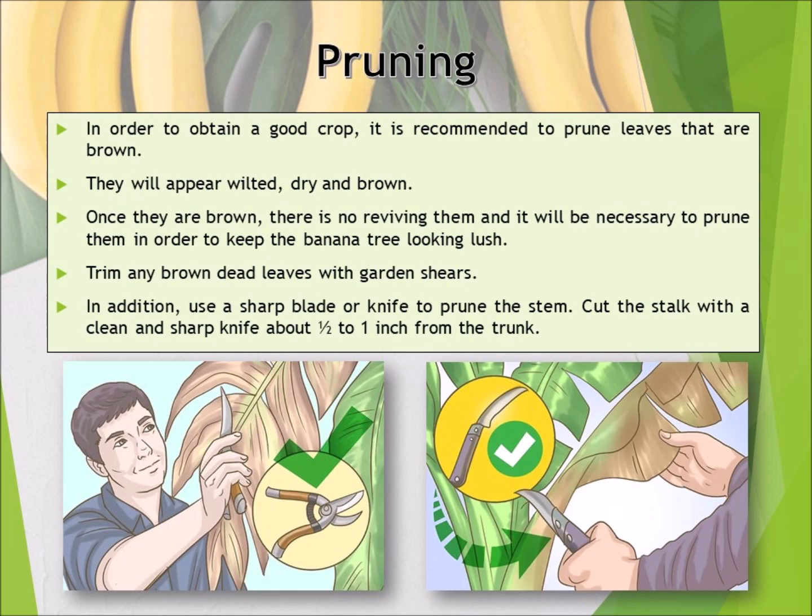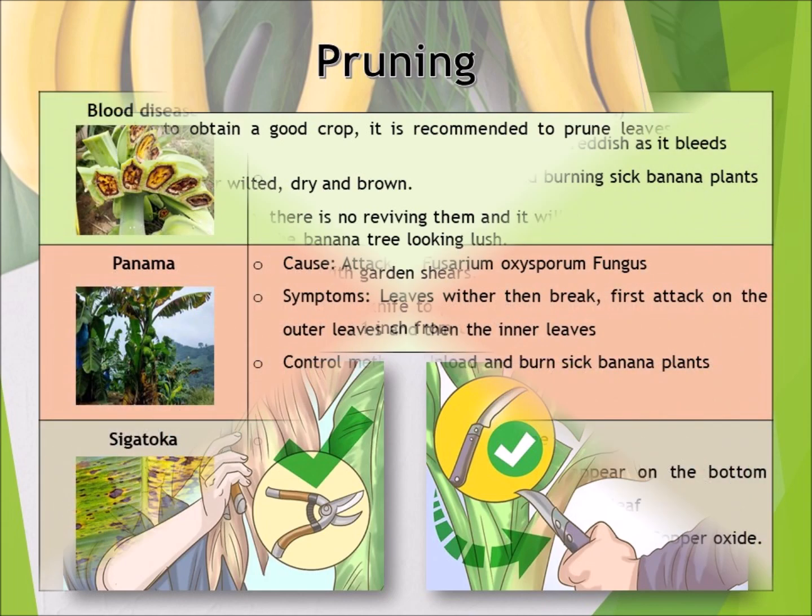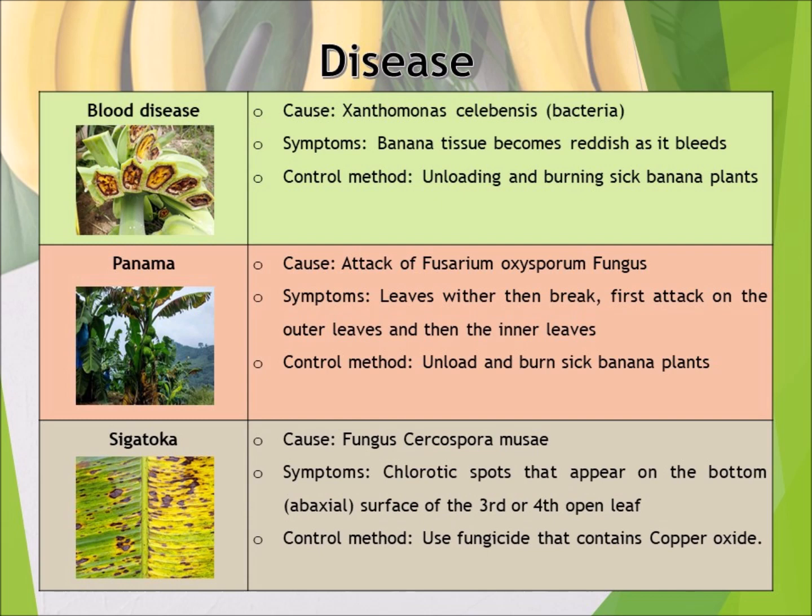In addition, use a sharp blade or knife to prune the stem. Cut the stalk with a clean and sharp knife about half to 1 inch from the trunk. In growing any crops, facing disease and pest infestation is normal, but it is better if these problems were prevented earlier. The three most common diseases in banana plants are blood disease, Panama, and Sigatoka.